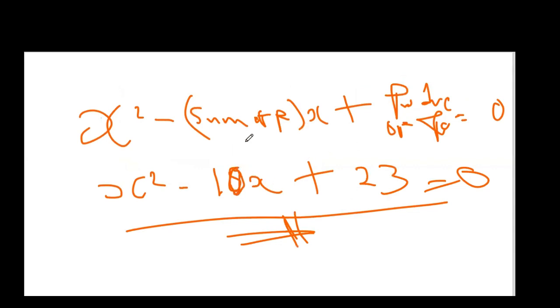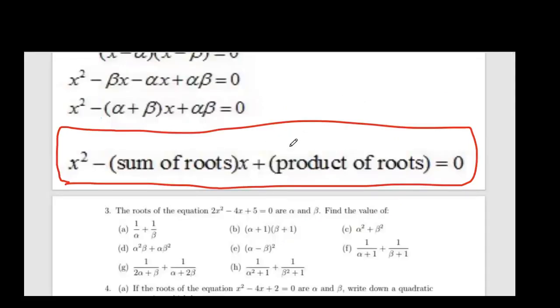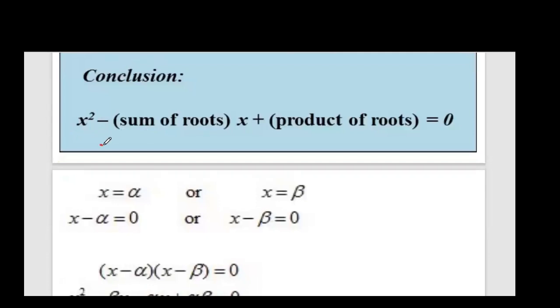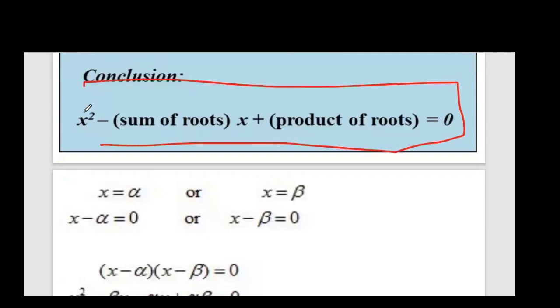So any question there about how we are coming up with this new equation? Okay, no question. So these are the notes. I'll upload them. You can go through them, but I hope you've heard my explanation: sum of roots, product of roots for the new equation.